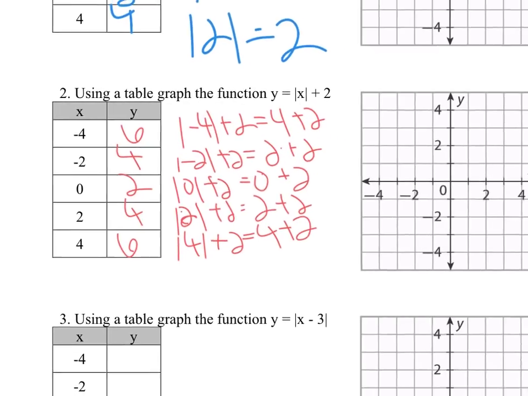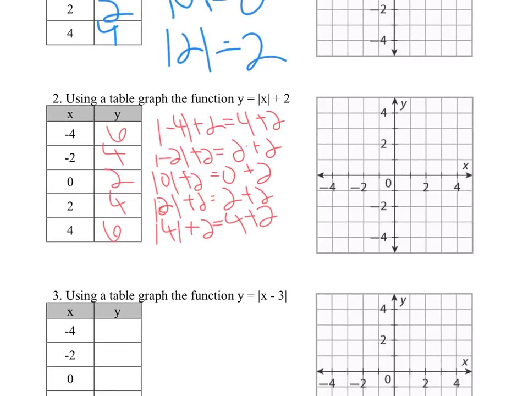So as we go to graph this, we get negative 4 and 6 is a little off our target. We get negative 2, which is 4. We get 0 and 2, 2 and 4, and 4 and 6. And then we get our graph, which again looks something like that.